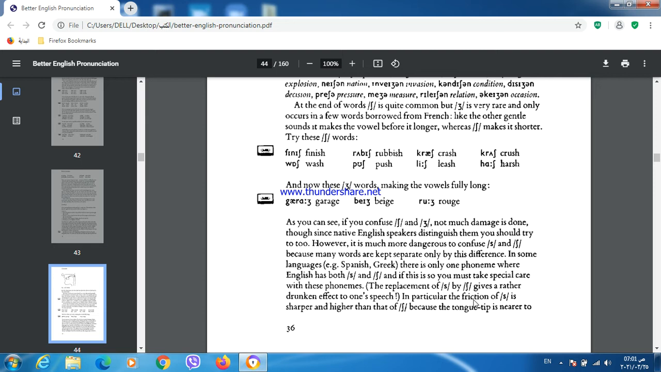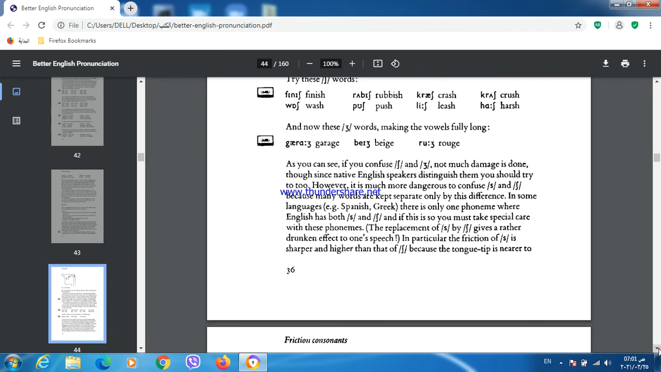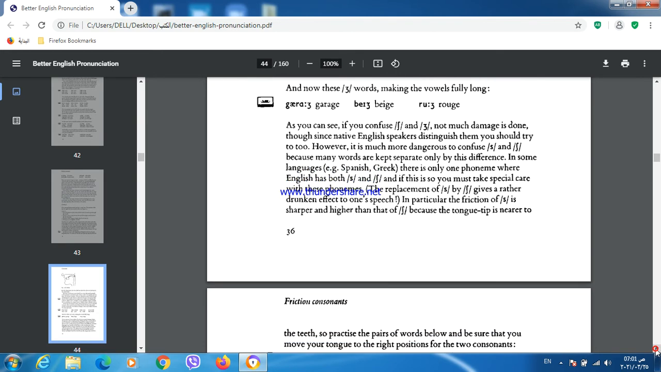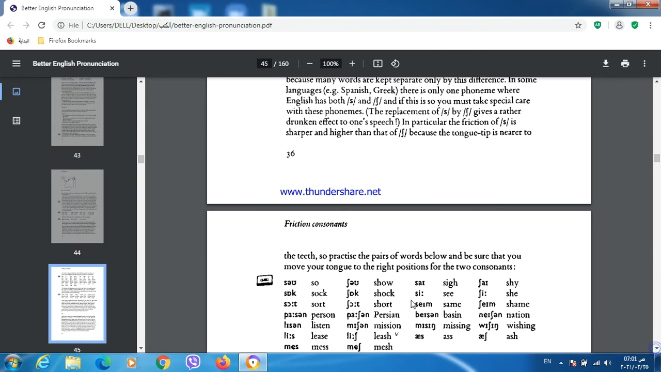In particular, the friction of س is sharper and higher than ش. أنا أعرف إنه الفريكشن س تكون أعلى وأشارب وأحد من الفريكشن فور ش. ليش؟ لأنه the tongue tip is near to the teeth. في حالة الس التنج تب تكون قريبة على الأسنان.